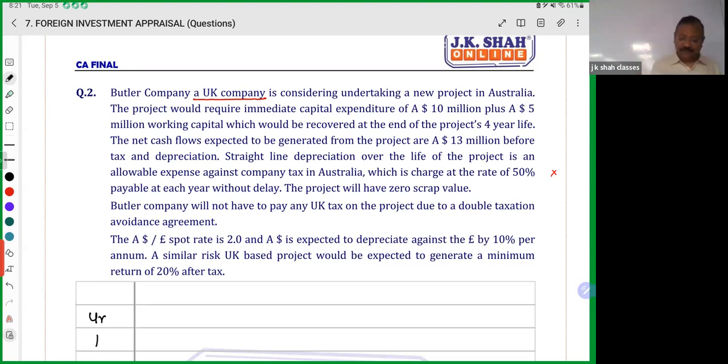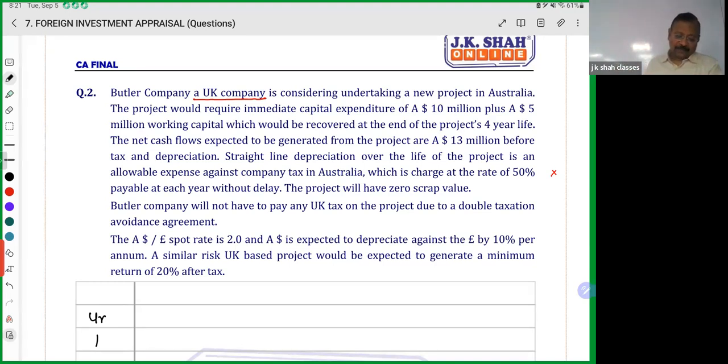Butler Company will not have to pay any UK tax on the project. See, the project is going to be in Australia. Income will be generated in Australia. Tax will be paid in Australia. And that income will be brought back to the UK. They are saying that when you bring that income to the UK, there's no tax. There is a double taxation avoidance arrangement between them.